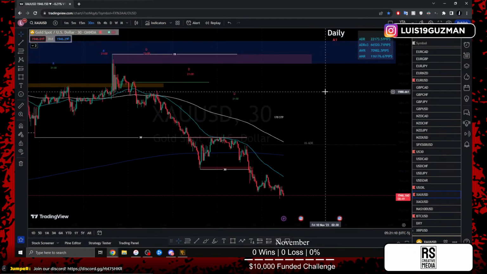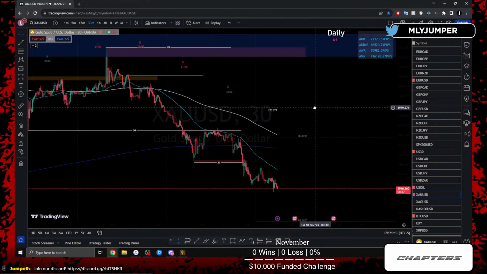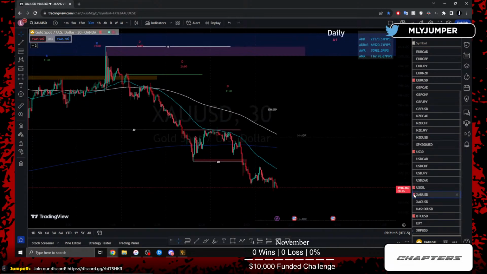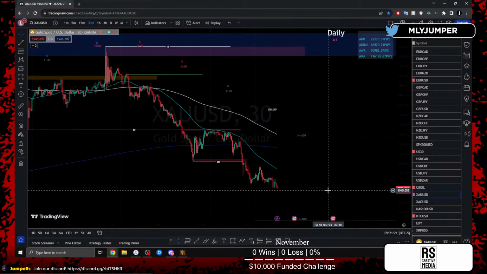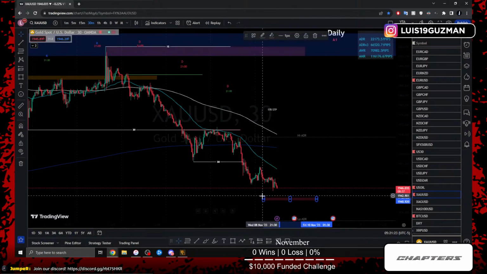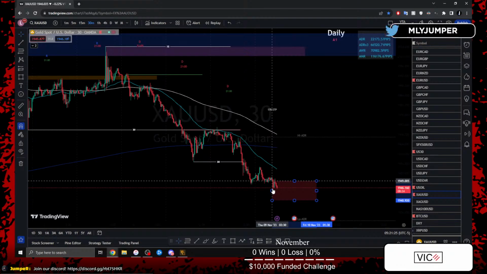Gold, we have 3 days of drop. This one we're looking for a rise to go up, so let's take a look. Right, we have this drop which gave us this low, we have this high and this low now. We're pretty much trading between here.